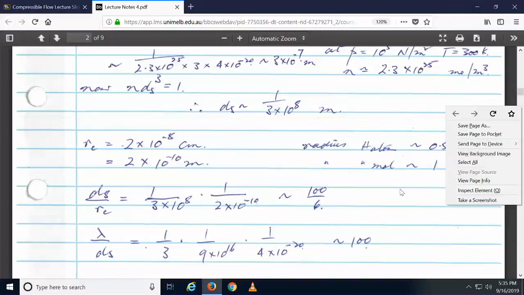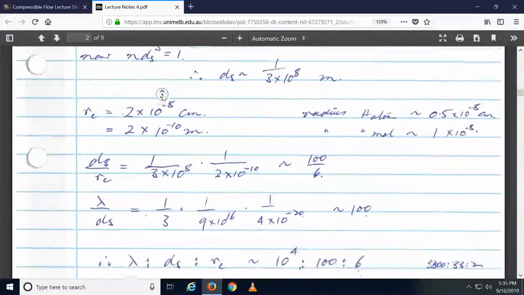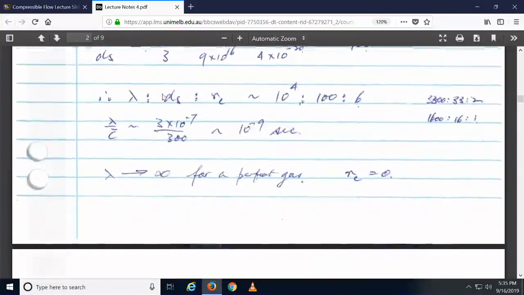That's the volume, times the number of particles per unit volume. So that number of particles per unit volume times ds cubed has got to be equal to one molecule. So there it is: N ds cubed is equal to 1. Knowing what n is, I therefore know what the average spacing is between molecules. All right, and ds is about 1/3 by 10 to the minus 8 meters. Very, very small.